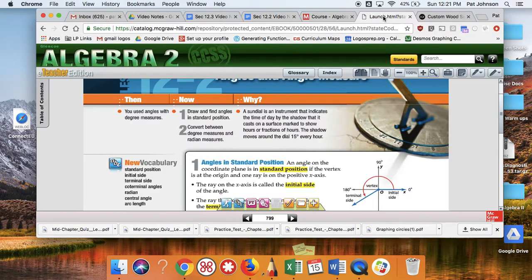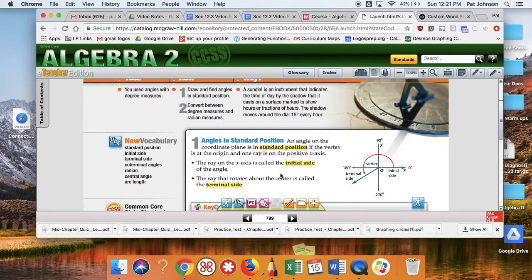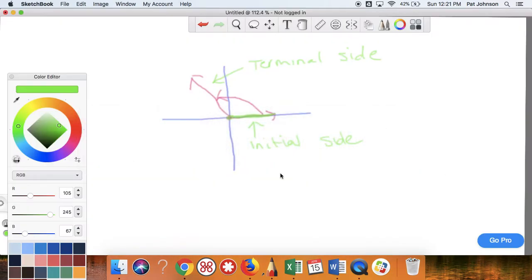The first three words that we have are standard position, initial side, and terminal side. An angle on the coordinate plane is in standard position if the vertex is at the origin and one ray is at the positive x-axis. If you look at my drawing here, here's the vertex at the origin, and you have one ray on the positive x-axis, so the angle goes this way. So this angle is in standard position.